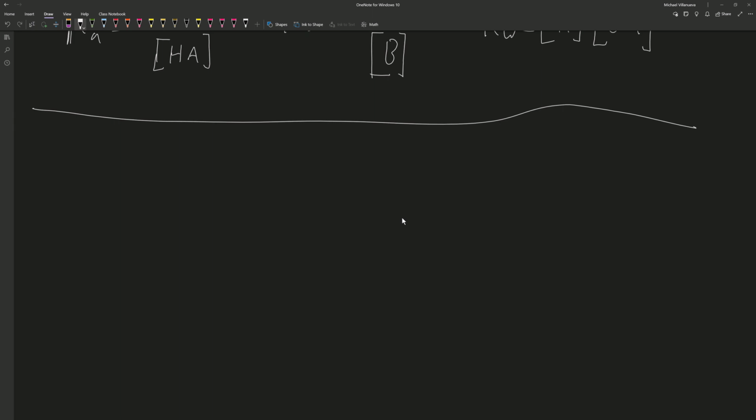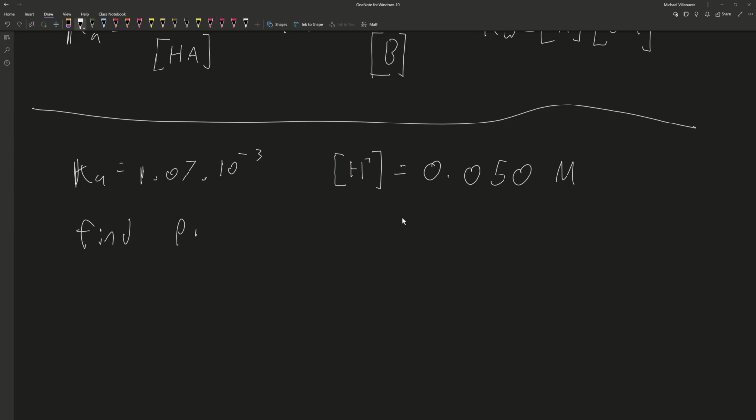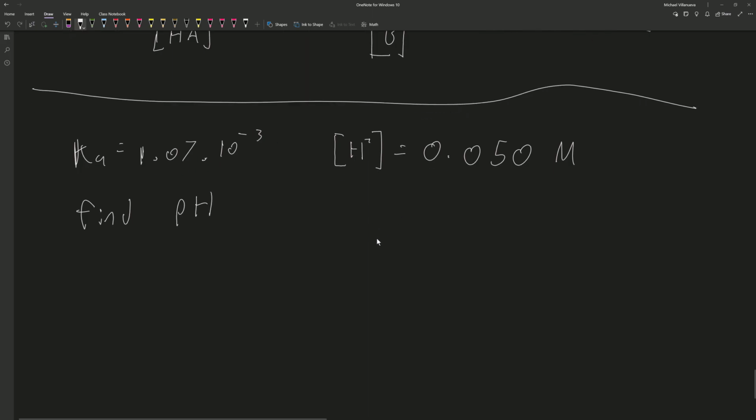Let's say that we have a Ka of 1.07 times 10 to the negative third. And we have an H concentration of 0.050 molar. Find pH. This would be your problem.